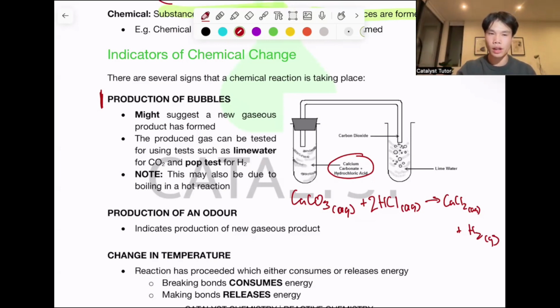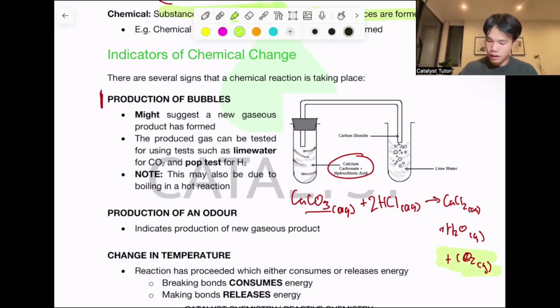And you can test with a lime water test. Has anyone seen lime water before? Lime water test? What happens? Gets cloudy. Gets cloudy in the presence of? Oh wait, sorry, I've written this equation completely wrong. Apologies. H2O and CO2 are actually the products here because it's a carbonate. So it gets cloudy in the presence of CO2. Lime water gets cloudy in the presence of CO2. And that's a test you can confirm the presence of CO2 gas.